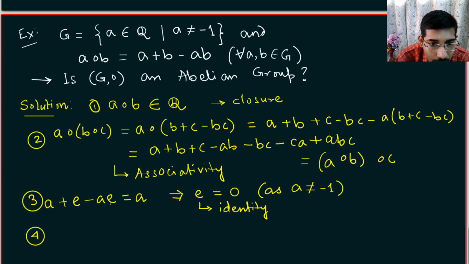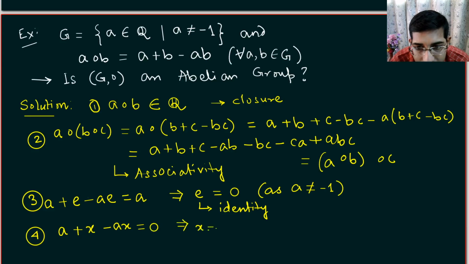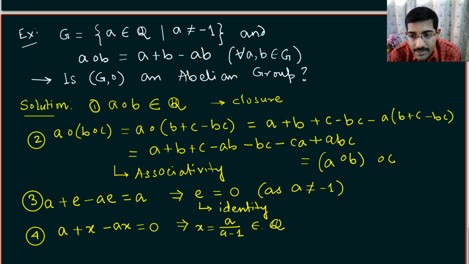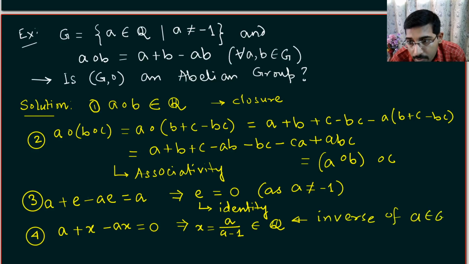And finally I have the property inverse. So to have the inverse, let's say X is the inverse of A, A∘X is equal to 0, the identity, which means X is equal to A by A minus 1. This is perfectly a rational number, because A is not equal to -1. So this is my inverse of A, which belongs to G.